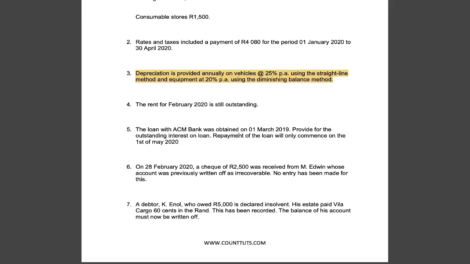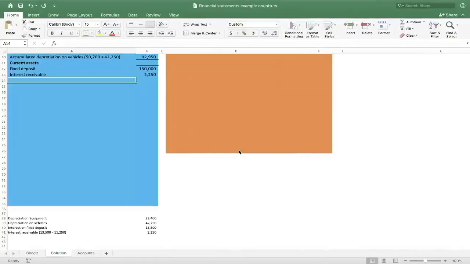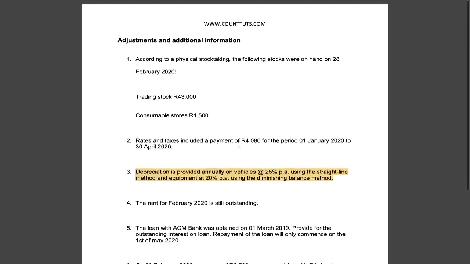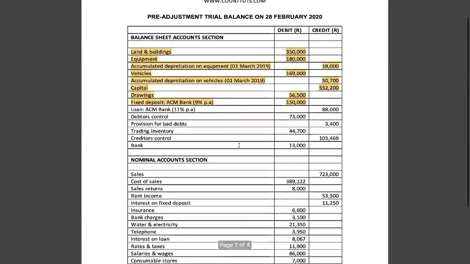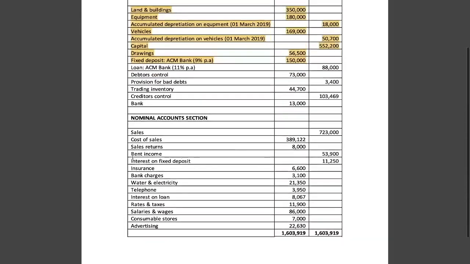Repayment of the loan would only commence on the 1st of May 2020. So we haven't even started paying for this loan. That means we can account for the full interest expense for the full year. So we need to provide for the outstanding interest on loan. We do the exact same thing we did for the interest income on the fixed deposit. We did this one.